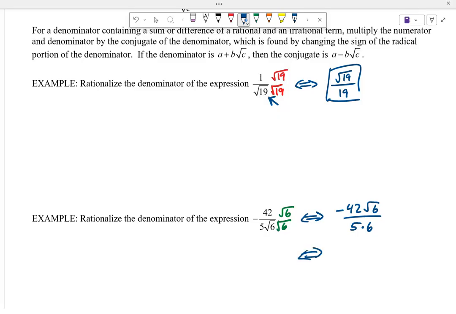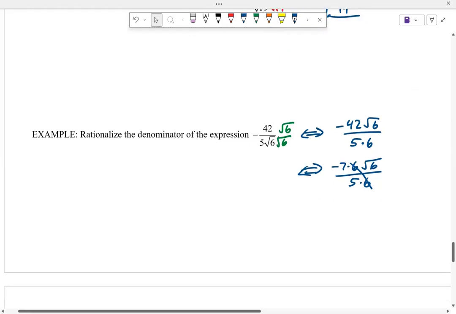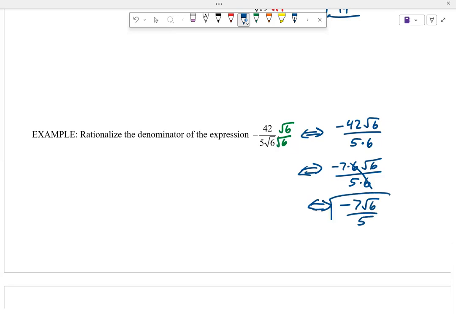But 42 goes into 6, right? In fact, let's write it as negative 7 times 6. See how the 6's cancel, right? 42 over 6 is 7. So we got negative 7 root 6 all over 5 on that. That's how you're going to rationalize it. The singular irrational number in the denominator.